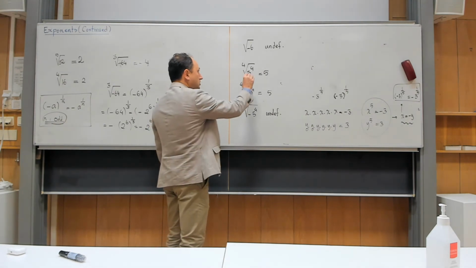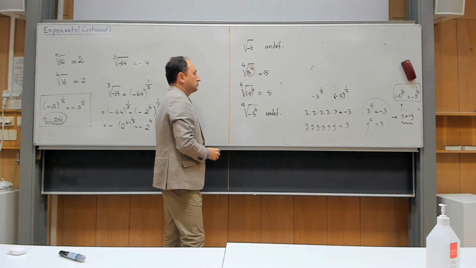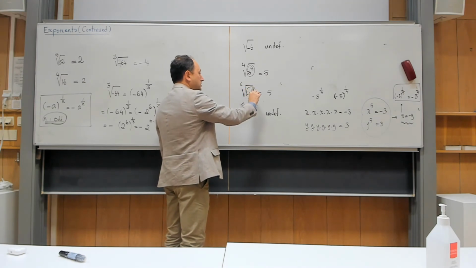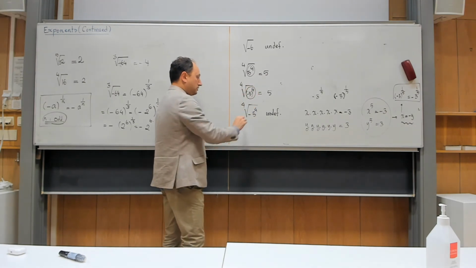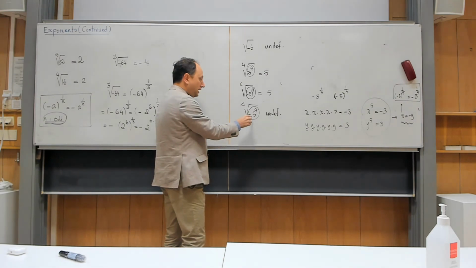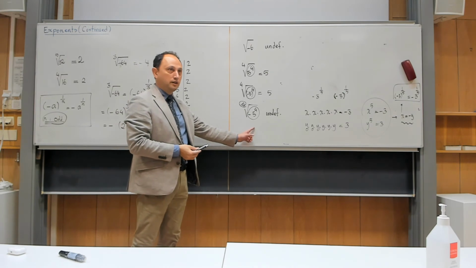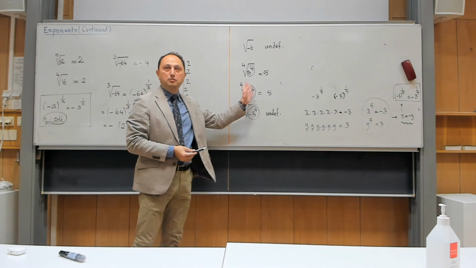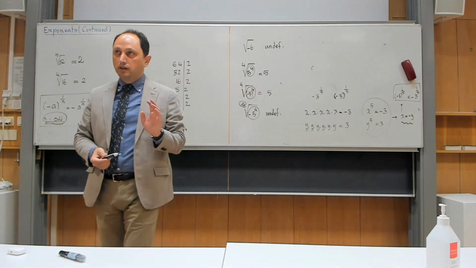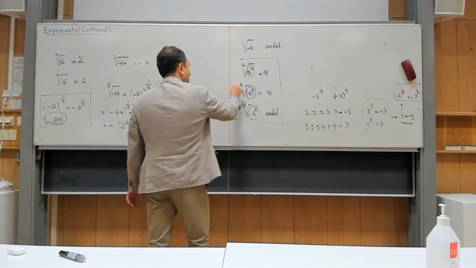Because if I ask you, is this number positive or negative, answer that. Positive. Is this number positive or negative? Positive. Is this number positive or negative? Negative. And if it is negative and this is even, it is not allowed. So it is undefined. But these are defined because the number below is positive. So I don't know, write them somewhere so that you don't get confused.